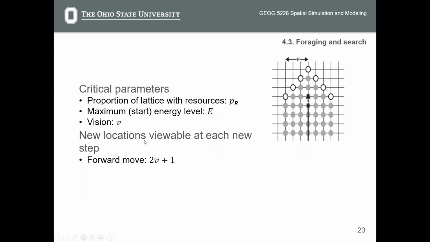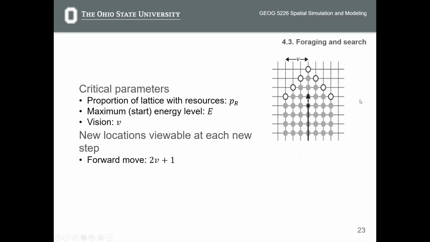Okay, so the number of new locations at each new step is equal to 2 times V plus 1 if the walker is moving forward, which means there is no change of direction. So from this black dot to this triangle, 1 step was taken. And how many new sites can be seen by this walker? 1, 2, 3, 4, 5, 6, 7. 7 new sites. And V is equal to 3. So 2 multiplied by 3 plus 1 is 7.